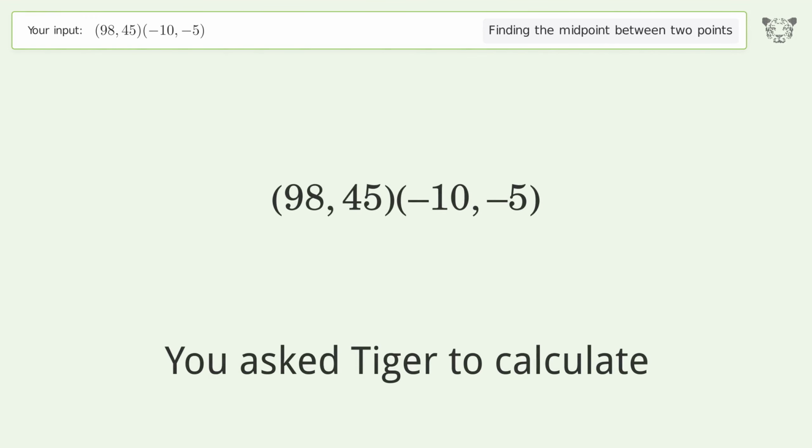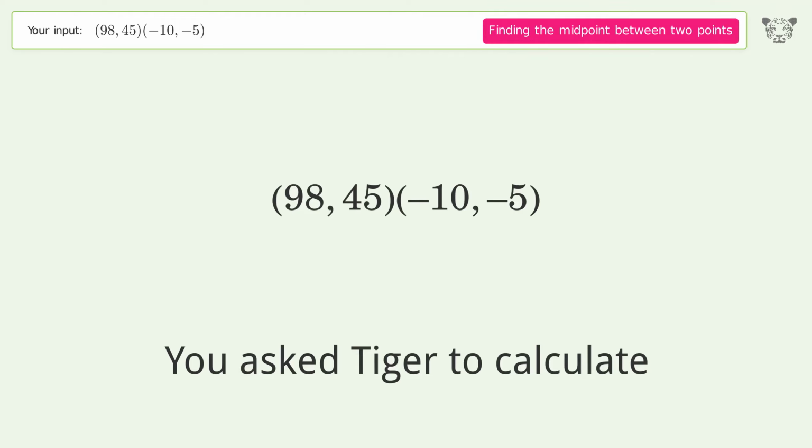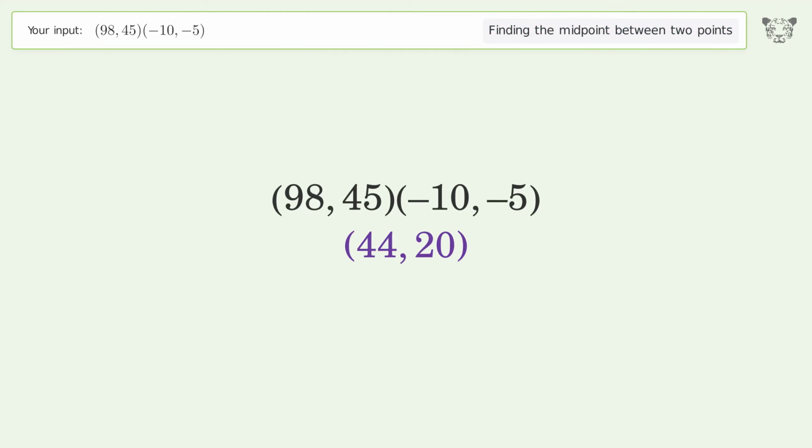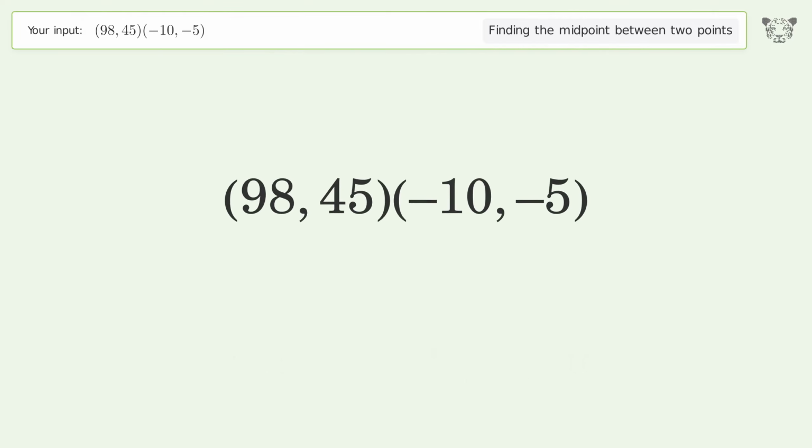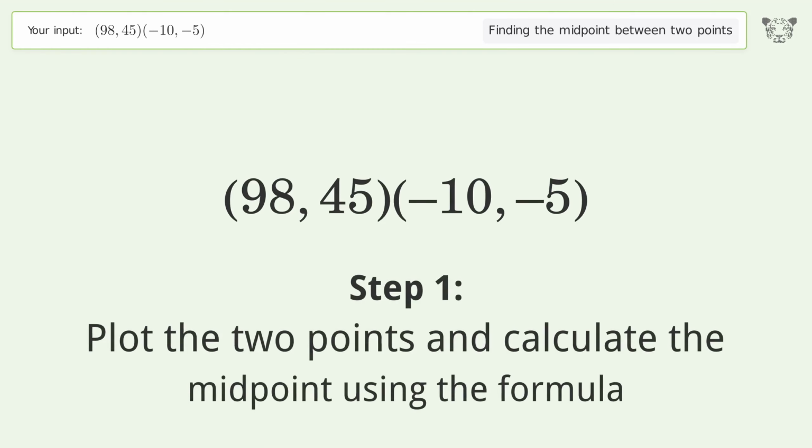You ask Tiger to calculate. This deals with finding the midpoint between 2 points. The midpoint between the 2 points is 44,20. Let's solve it step by step. Plot the 2 points and calculate the midpoint using the formula.